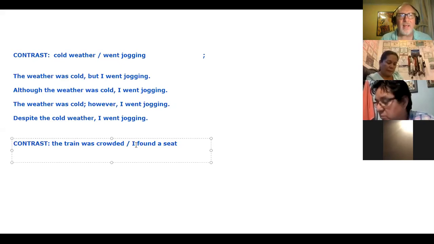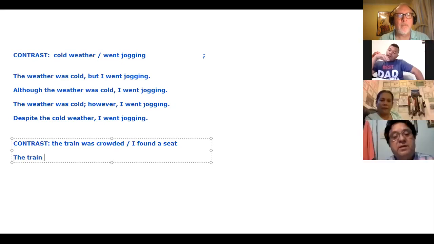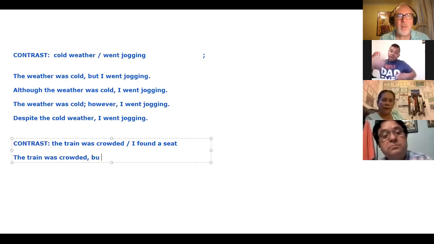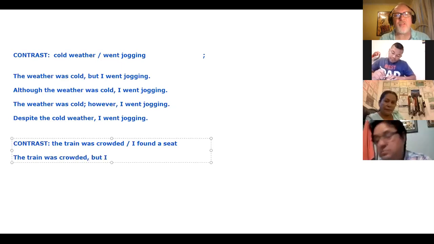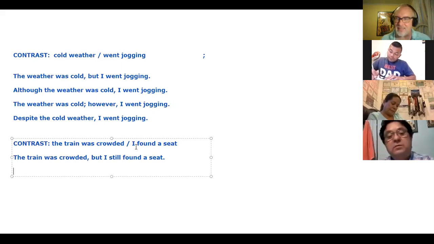Okay. Let's start with but. How would we do but? The train was crowded, comma, but I found a seat. And we could put still in there too, right? Remember, we can use still and anyway when we have but. The train was crowded, but I still found a seat.